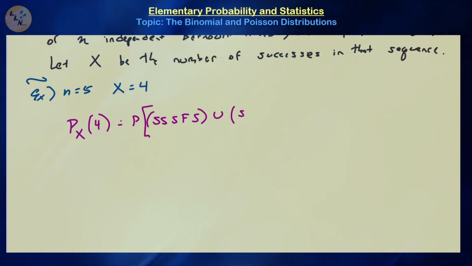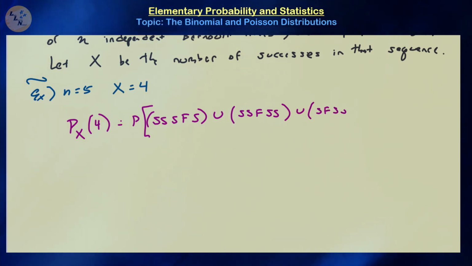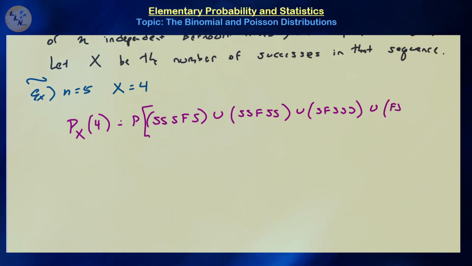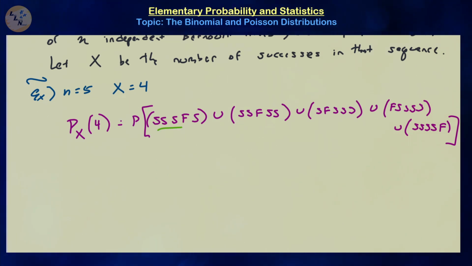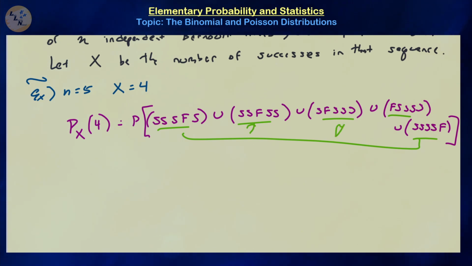Or we could have success, success, failure, success, success. Or we could have success, failure, success, success, success. Or we could have failure, success, success, success, success. Or the last one, success, success, success, success, and failure. So all of these, 1, 2, 3, 4, and 5, are all mutually exclusive events. So we can just add them.